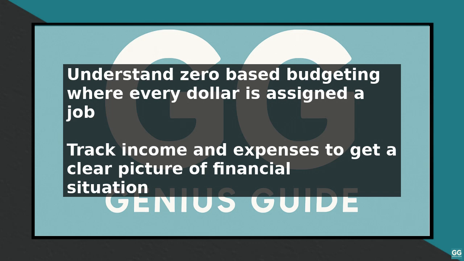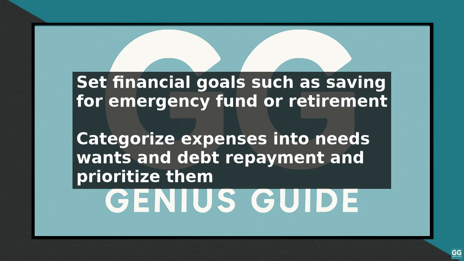First, track your income and expenses to get a clear picture of your financial situation. Write down every single transaction, including small purchases like coffee or snacks, to identify areas where you can cut back and allocate funds more efficiently.